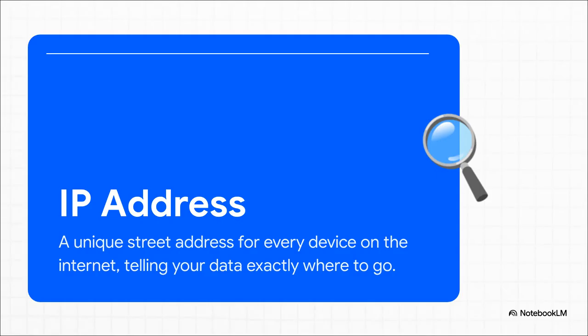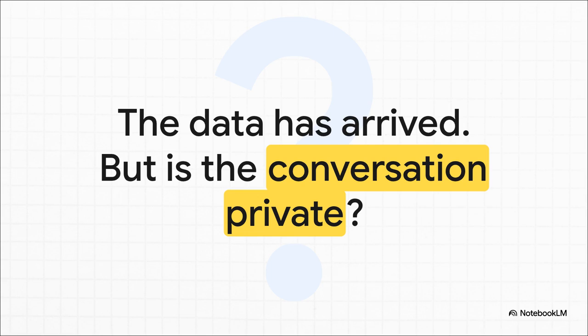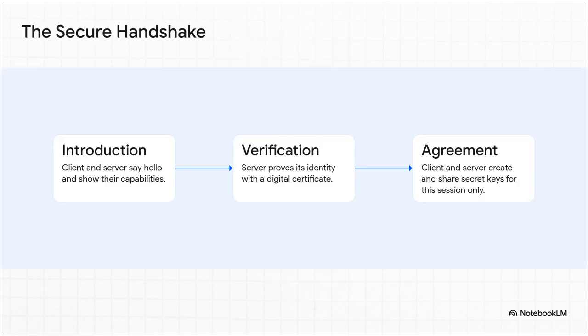So remember that IP address we found all the way back with the DNS lookup? Well, this is its moment to shine. It acts as that unique street address, guiding our little data packet through all the complex highways of the internet directly to the front door of the server. It's the final destination on that mailing label we made. Okay, the packet has arrived. Awesome. But on the modern web, just getting there really isn't enough. We have to ask the big question. Is this conversation private? Or could anyone who was along that journey have been listening in? And that is where the secure handshake comes in.